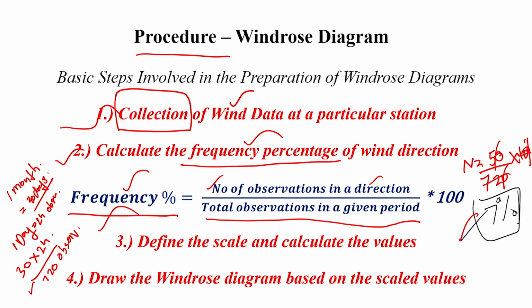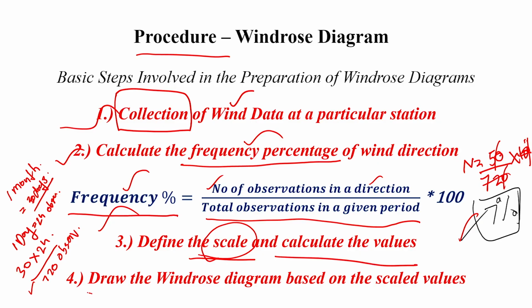Now, once you calculate the frequency percentage, when we are going with a simple Windrose diagram, we try to give a scaled value. We will define a particular scale: 1 centimeter on the scale represents how much percentage. We define the scale, and based on the scale we calculate the final values, and based on that we draw our Windrose diagram. These are the major steps involved in drawing the Windrose diagram.